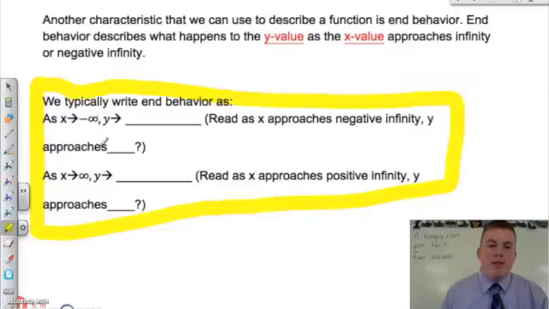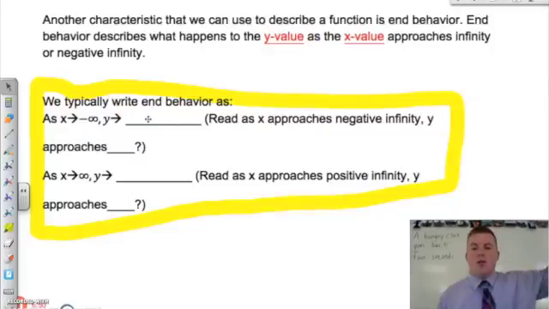This is the format that we typically write end behavior in. We typically have these two sets of lines, and we would say, as x approaches negative infinity, y approaches, and then we would have to fill in the blank. As I read it out loud, these symbols translate to: x approaches negative infinity, y approaches what? We also have to do a second part for end behavior. As x approaches positive infinity, y approaches, and then we have to figure that out. So in each case for end behavior, we should have two different answers because we have two different scenarios.